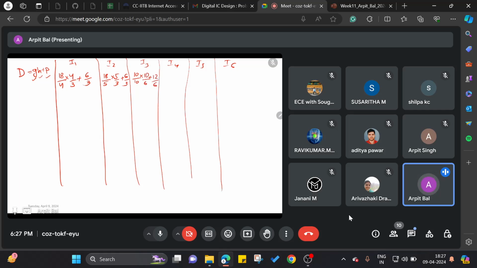So please simplify these values and let me know. I4 is 3 by 8 into 8 by 6 plus 12 by 6. I5 is 0 by 10 into 10 by 6 plus 12 by 6, and I6 is 0 into 3 by 3 plus 3 by 3. Okay.